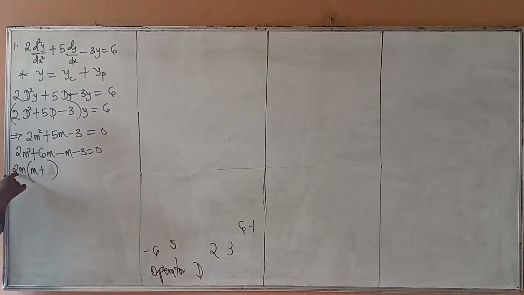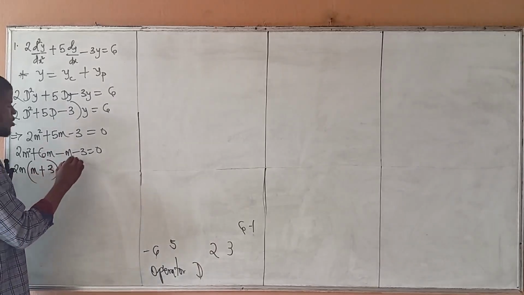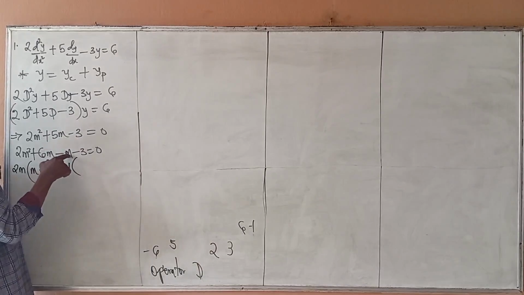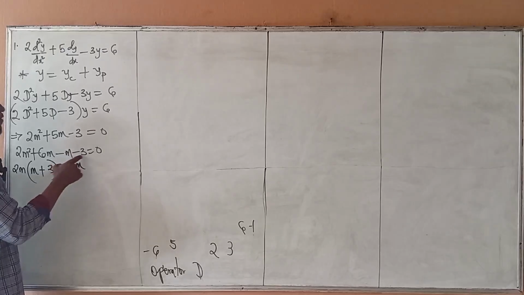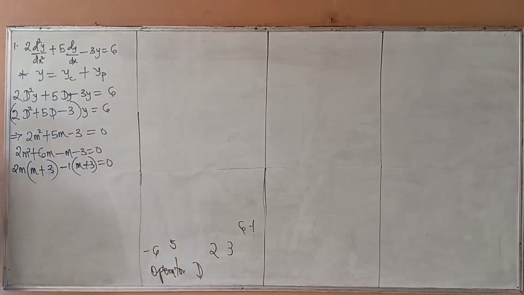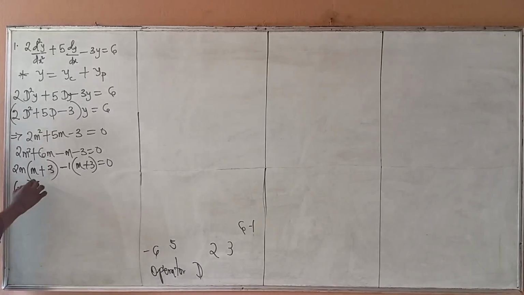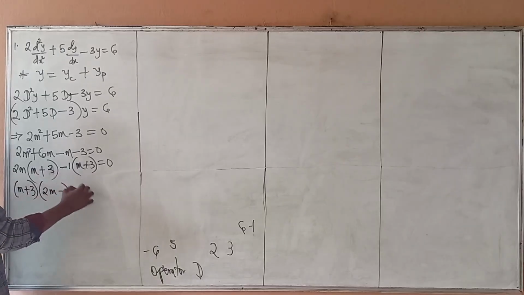6m divided by 2m, that will be 3. What's common to this? I have negative 1, bring it outside. Negative m divided by negative 1 is positive m. Minus 3 divided by minus 1 is plus 3. So the two brackets are the same. I have m plus 3. Bring out 1, this is 2m minus 1 equals 0.